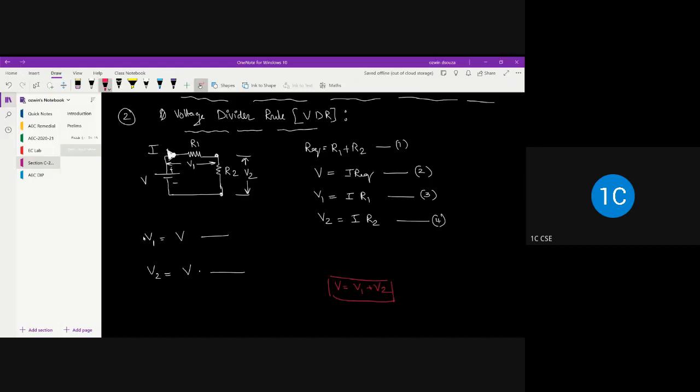So in case of V1, V1 is equal to R1 by R equivalent into V. So V1 is equal to V into R1 divided by R equivalent. On the other hand, V2 is equal to V into R2 by R1 plus R2.